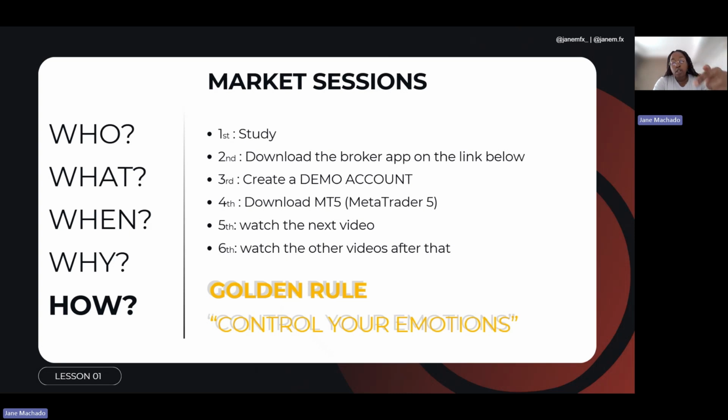If you're going to invest $10, put the $10 in your demo account. If you're going to invest $100, put the $100 in the demo account. If you're going to invest $500, put the $500 in the demo account, and let's see how the knowledge is applied to that fake money so that you don't suffer with your real money. Okay? The same amount that you are willing to invest in your real account should be the amount that you invest in your demo account. Okay? Then you already know, download MetaTrader 5, go to App Store, Play Store, whatever. Then watch the next video and watch the other videos after that.